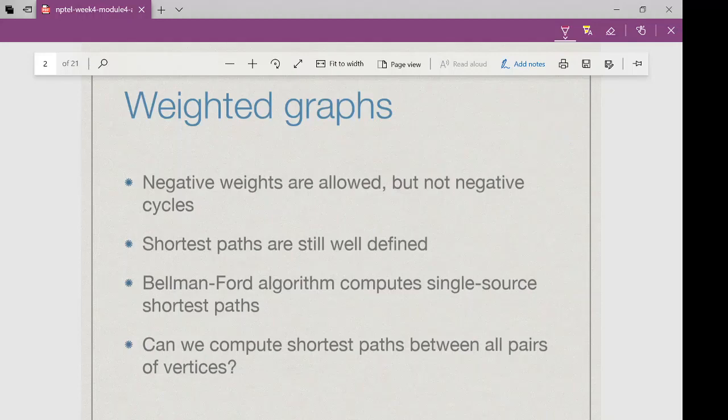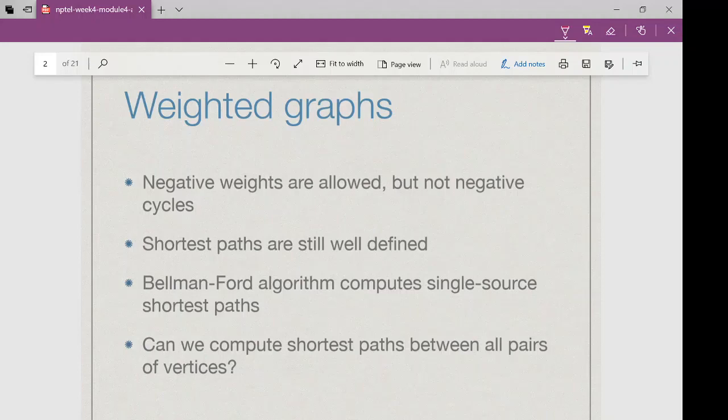Okay, what is the algorithm? We are allowing negative weights on the edges, but we are not allowing negative cycles. And you remember why we are not allowing negative cycles? Because if there is a negative cycle, then the shortest path between those two vertices which have this negative weight cycle is not well defined. Okay, so let's see how to proceed.